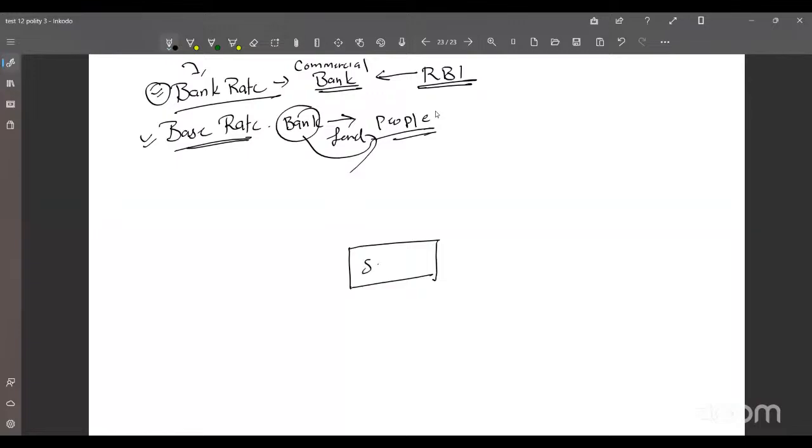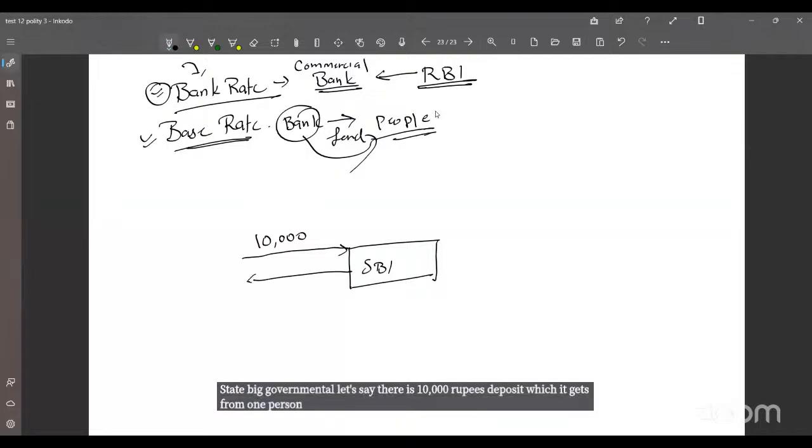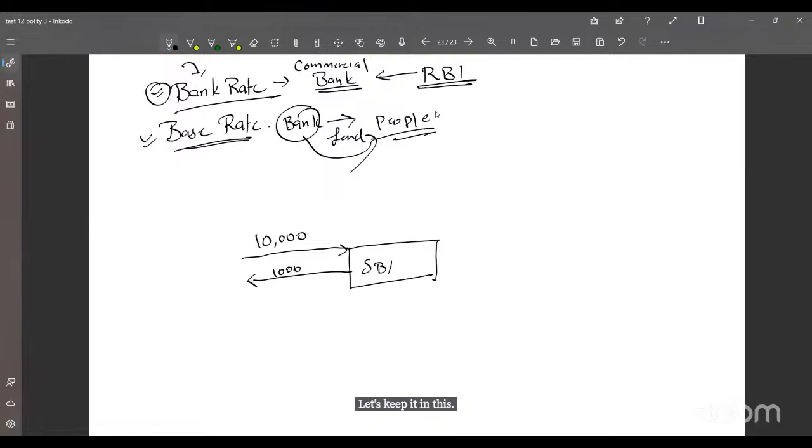Let's take SBI, State Bank of India. State Bank of India வந்துட்டு, let's say there is 10,000 rupees deposit which it gets from one person, and it has to give this particular person 1,000 rupees as interest. Let's keep it in this. Now, there is this company, a blue chip company, which comes and asks for loan. It needs 5,000 rupees loan, let's say.